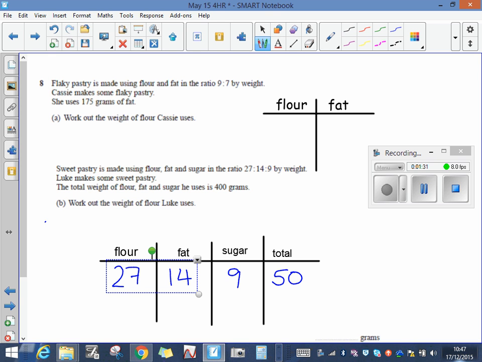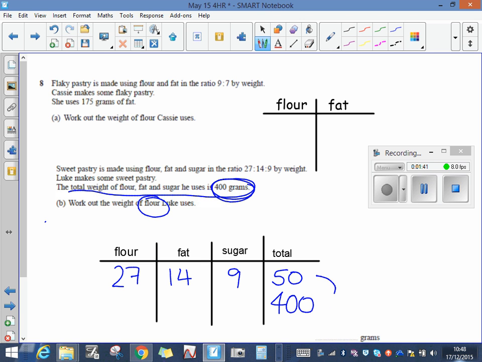Now, you are told that the total weight he uses is 400 grams. So if this were 400 grams, then how much flour would he use? Well, again, I'm going to look at what the 50 has been multiplied by to get 400, and that is just 8. You can just do 400 divided by 50, or you can do 40 divided by 5, comes out as 8.